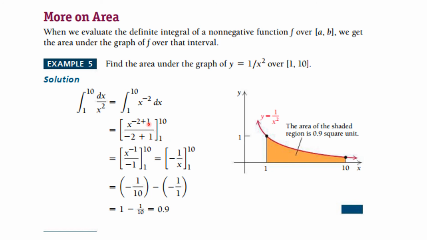When we simplify this, doing the calculations, we get x to the -1 over -1, and that's the same thing as -1 over x, and we're putting 10 and 1 in. So when we put 10 in, we get -1 over 10. This minus sign is from the fundamental theorem of calculus. When I put 1 in, it's -1, so this is 9 over 10, or 0.9. You've really got to be careful with your signs when you're doing this, and arithmetic does matter.